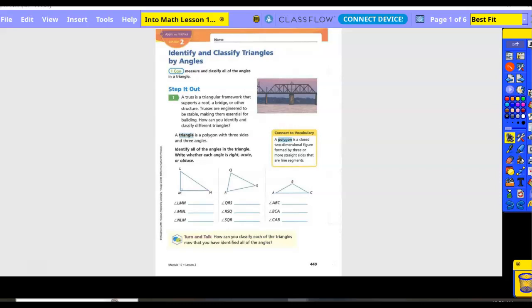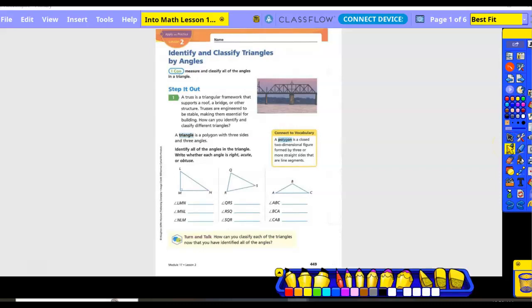Okay, so they want us to identify angle LMN, so we're doing this one right here. So what is angle LMN? A right angle. Okay. Now they want us to identify MNL. So right here, what type is that? Acute.